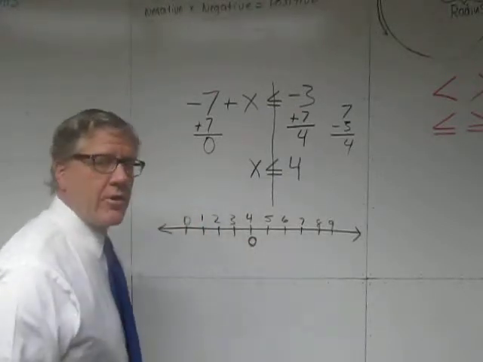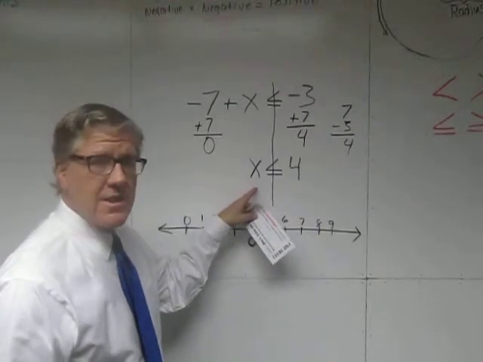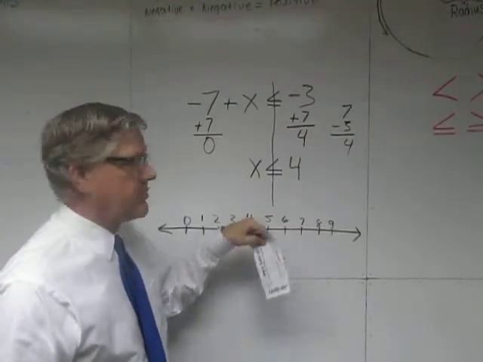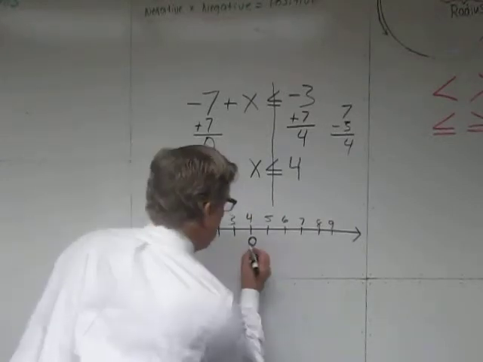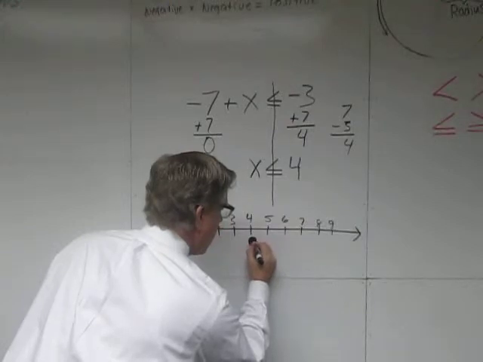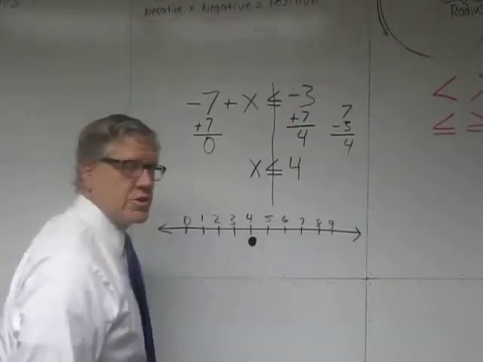We're either going to color it in or not. We're going to color it in if 4 satisfies this inequality. If we put 4 is less than or equal to 4, that's a true statement, isn't it? So we're going to include 4, which means we're going to color in our circle here. All right? Anytime you see less than or equal to, you're going to have your circle colored in.